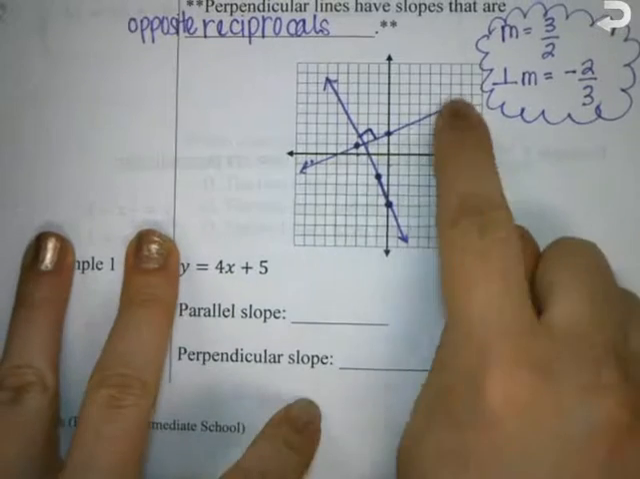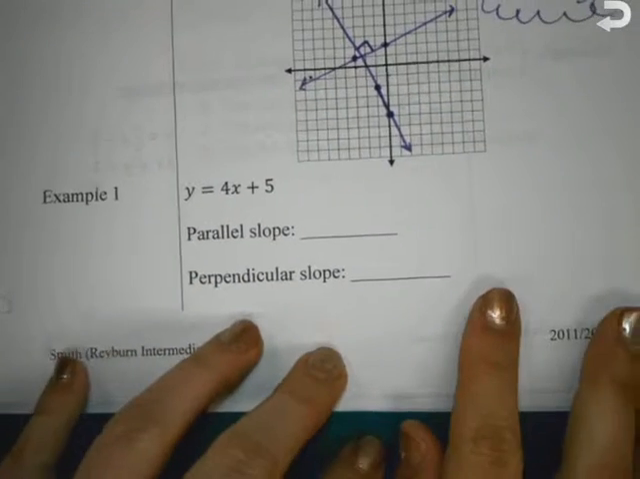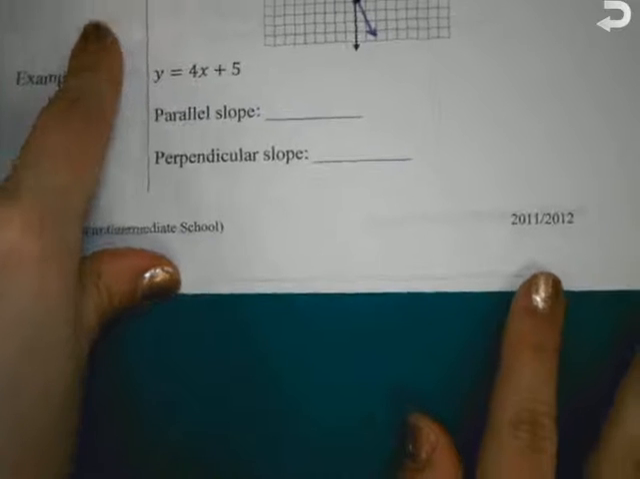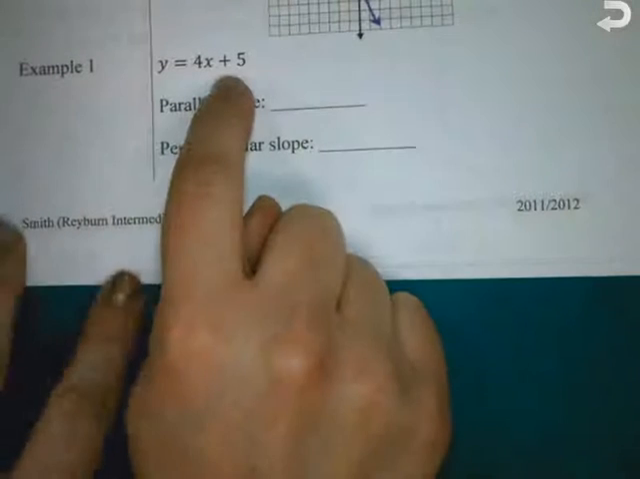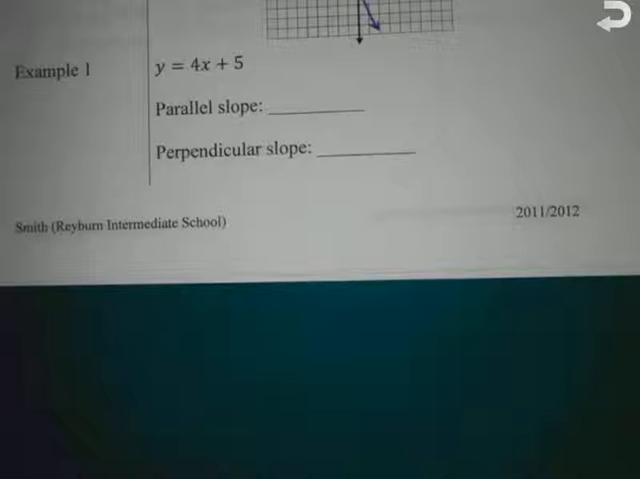Let's look at an example. In your homework, you will be given an equation that looks like this. And what you're going to be asked to do is write an equation of a parallel line, write an equation of a perpendicular line, find the slopes of each one. You'll be asked to do a whole lot of different things, but it's not as hard as it sounds. So let's look at this. Of this equation, y equals 4x plus 5, what's the slope? 4, right?